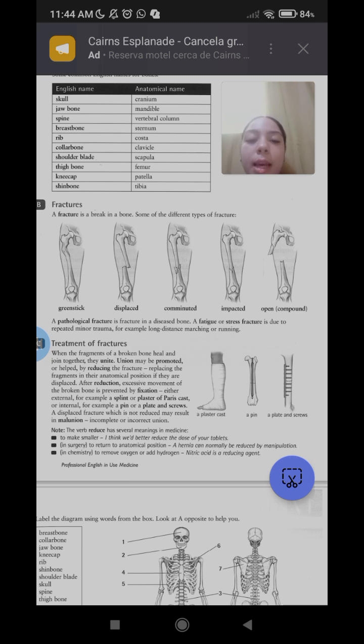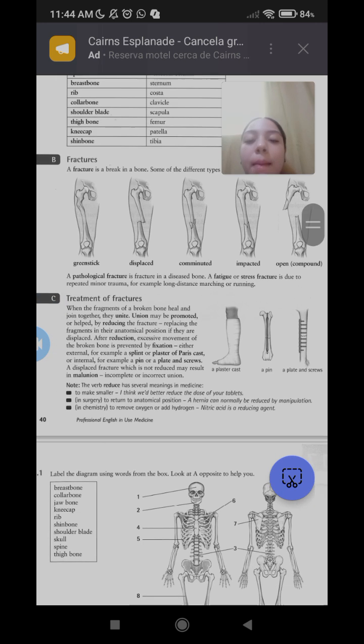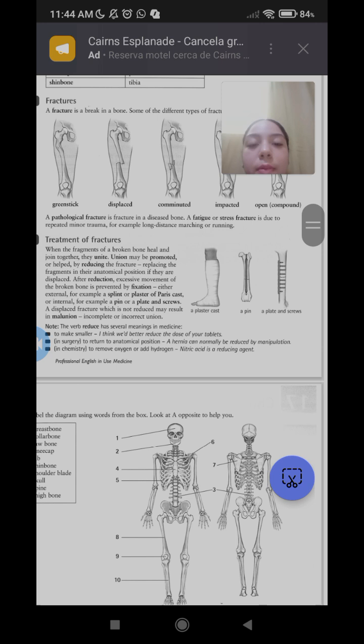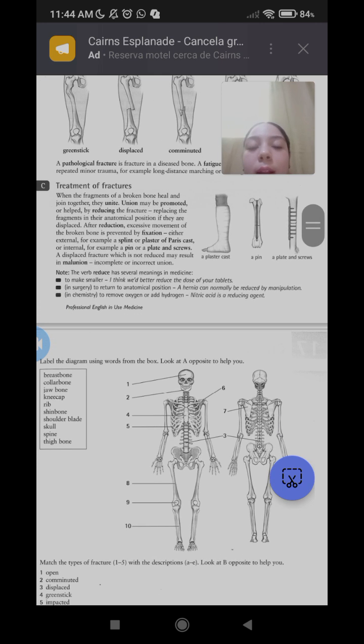Green stick, displaced, compound. A pathological fracture. Fatigue or stress fracture is due to repeated minor trauma, for example, long distance running.